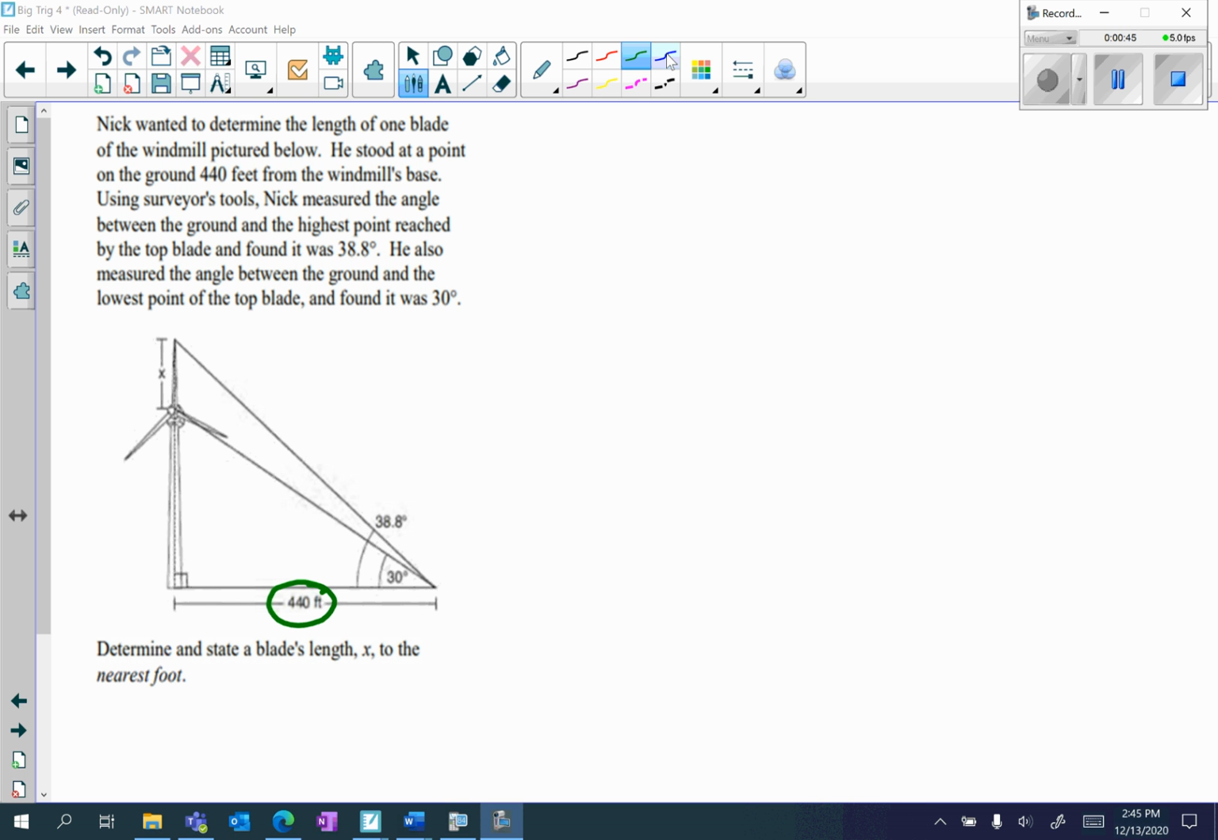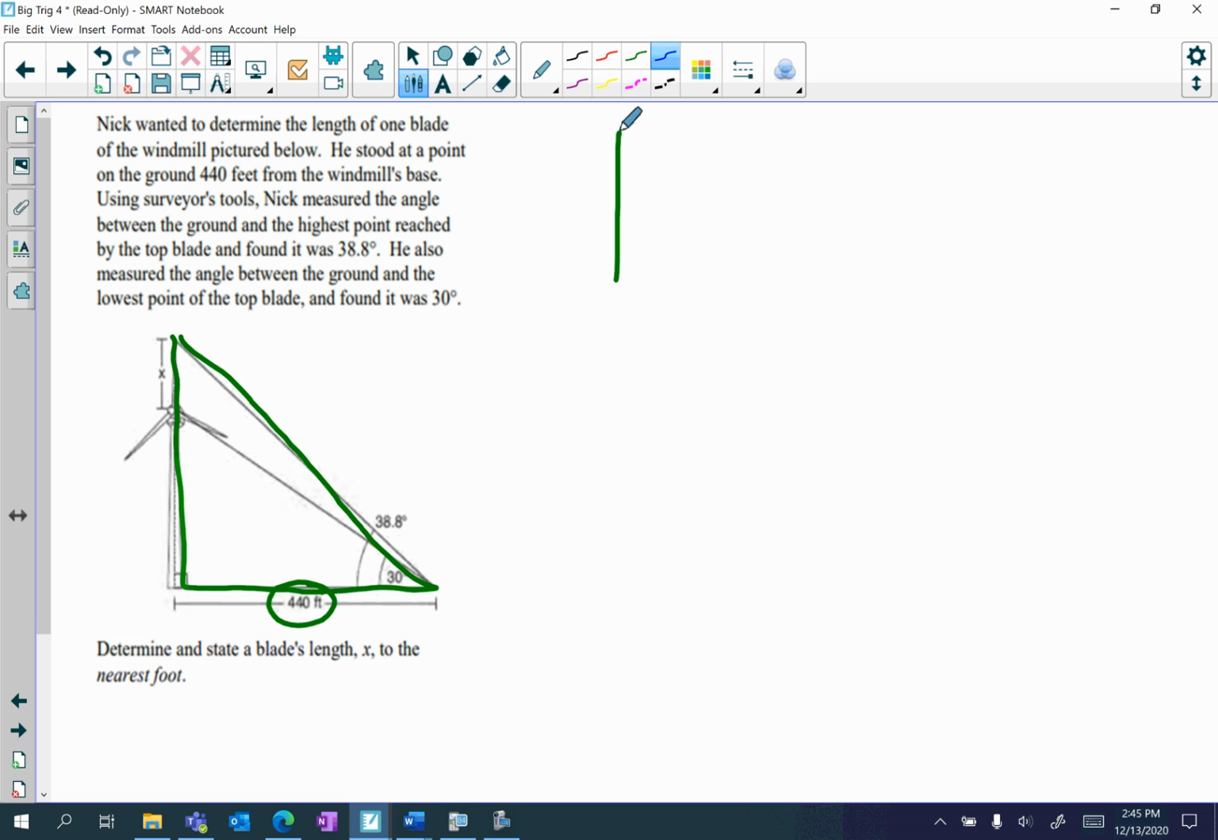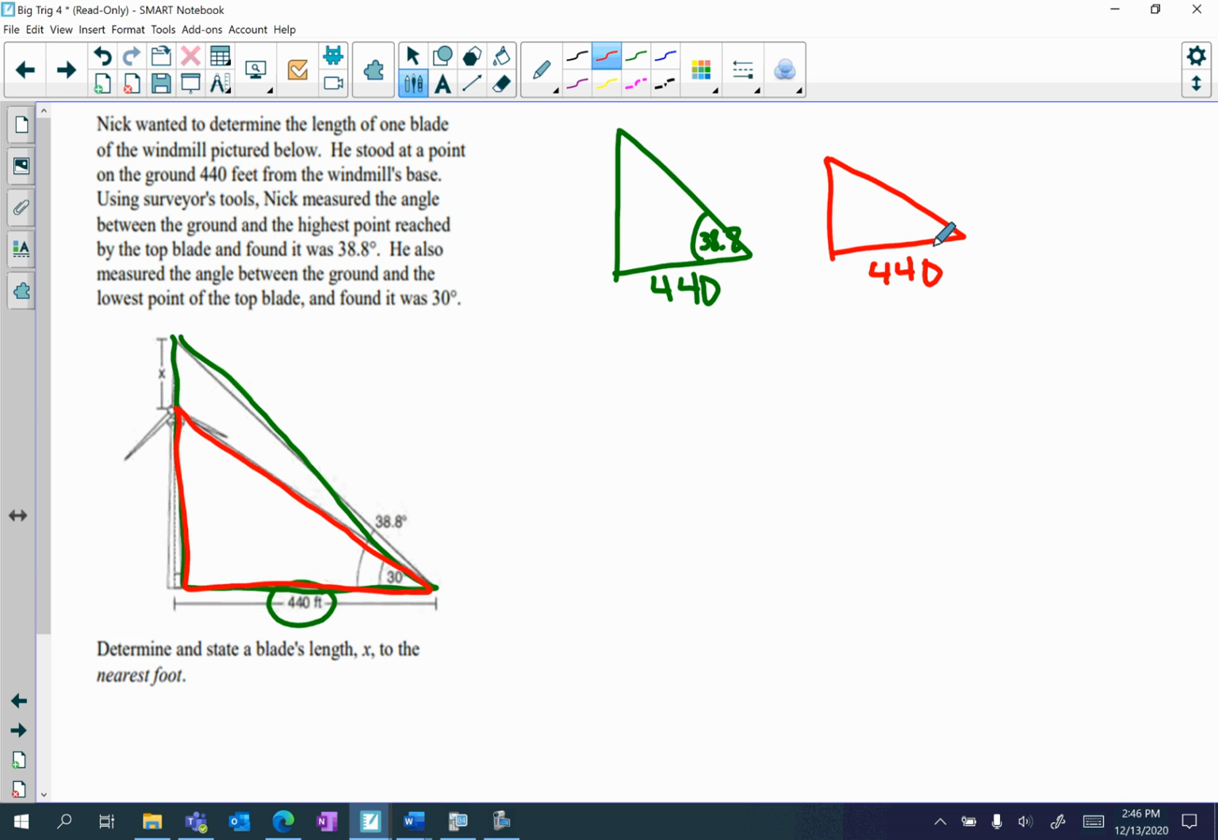First, let's determine how many right triangles we have in order to use trig. So first we have the big triangle. This big triangle has 440 feet at the bottom and a big angle of 38.8. We also have this smaller right triangle. It still has the 440 feet on the bottom, but it has a 30-degree angle.